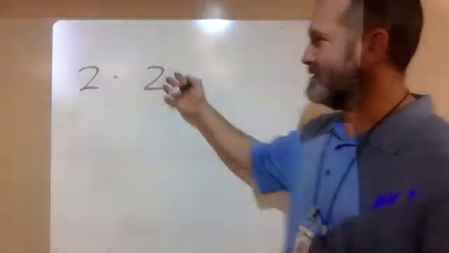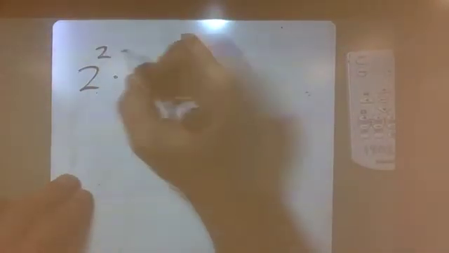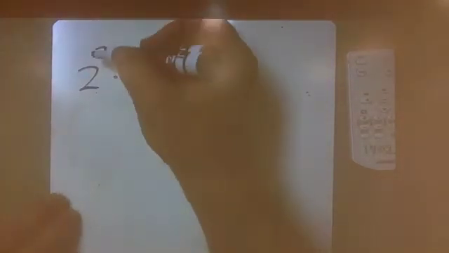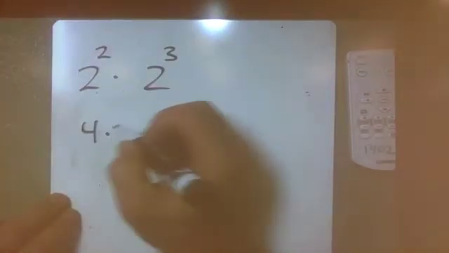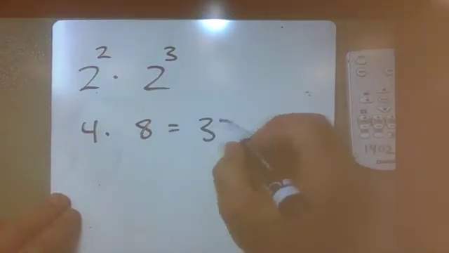But now this 2 is going to have exponents with it. So it might be like 2 squared times 2 to the third. So what is that answer? Well, you could put these into numbers. 2 squared is 4, and 2 to the third is 8, we just said. And 8 times 4 is 32.